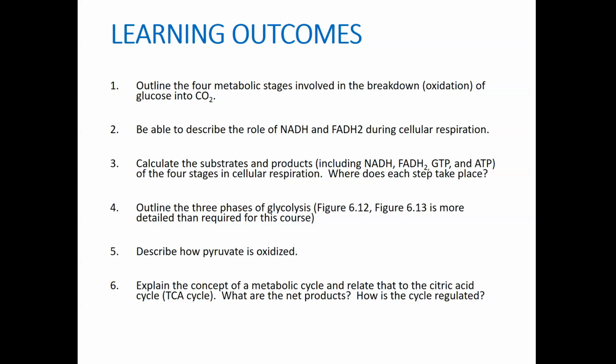You should be able to outline the 3 phases of glycolysis and the key steps that are happening there. How is it that pyruvate gets oxidized? Or you could also say, how is it that acetyl-CoA is formed? And then lastly, are you able to explain this concept of a metabolic cycle? How does that relate to the citric acid cycle, sometimes called the TCA, or also known as Krebs? What are the net products produced in that cycle, and how is it ultimately regulated?